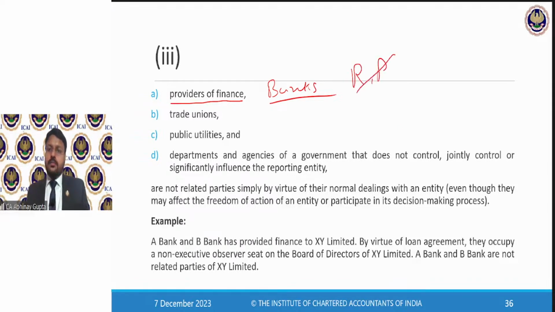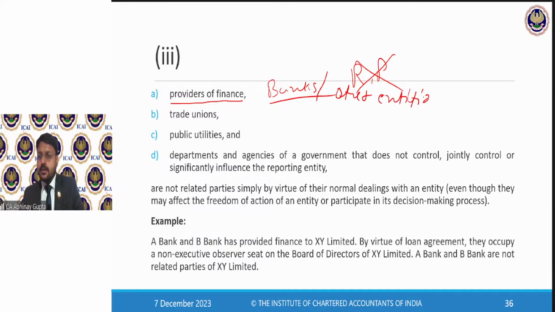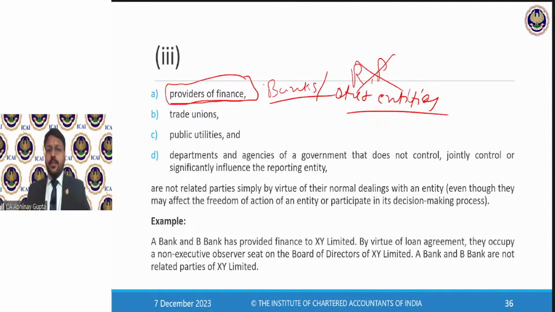No. It is the bank's job to give loans and the companies' job to take loans from the bank. So simply because we have taken finance from the banks or any other party, bank could be an example. There could be other entities as well, right? Simply because of this taking of loan, we cannot say that that party is a related party.